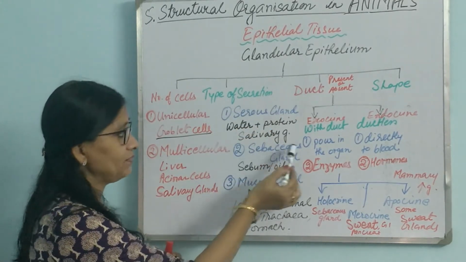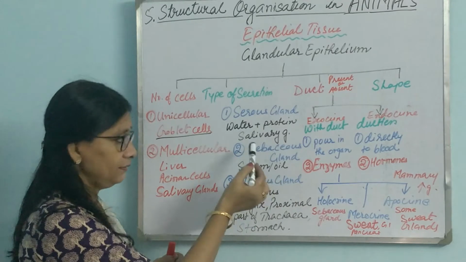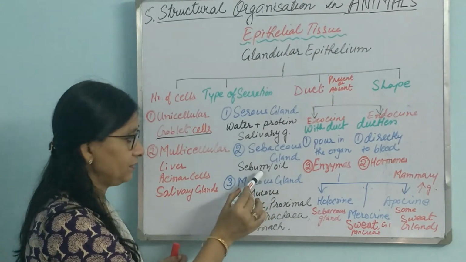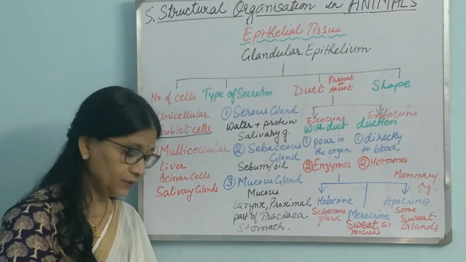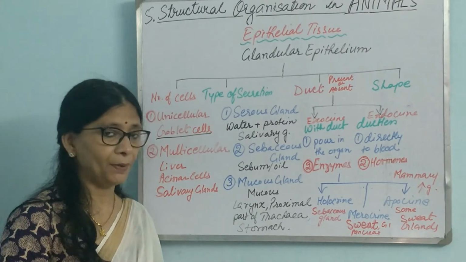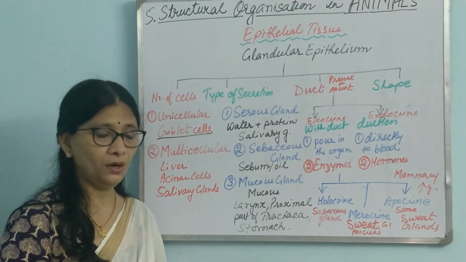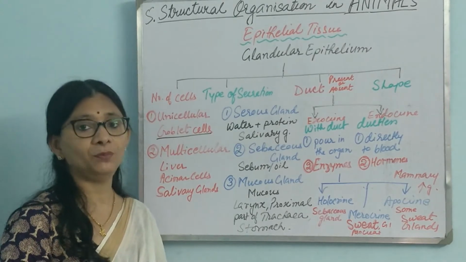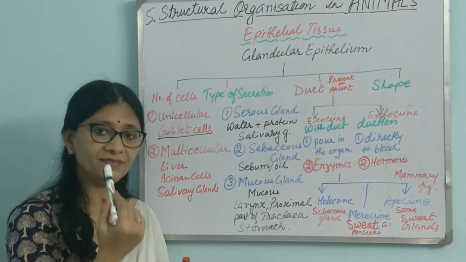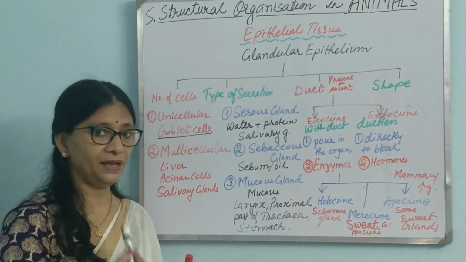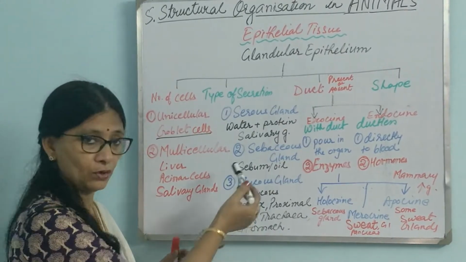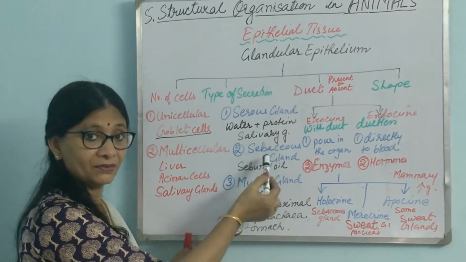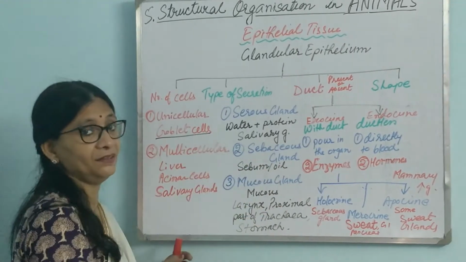Then the next type is sebaceous gland. These type of gland, they secrete sebum or oil. They are present throughout the skin except palm and sole, and the maximum number of sebaceous gland is present in the face area and the scalp area. That is why our face gets oily, scalp gets oily. So it's because of the maximum location of sebaceous gland in these regions.